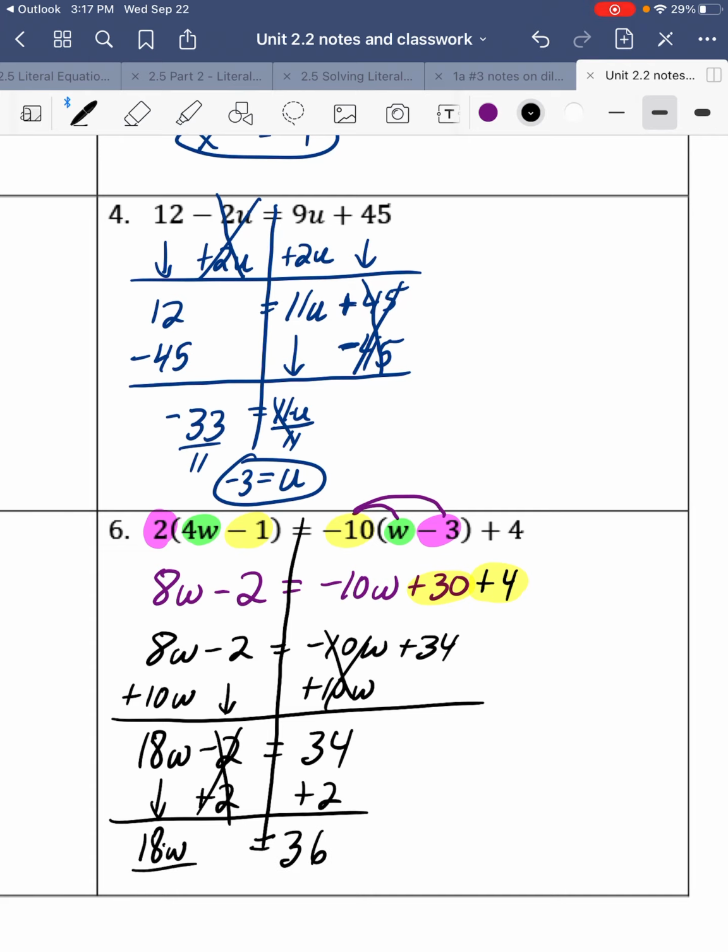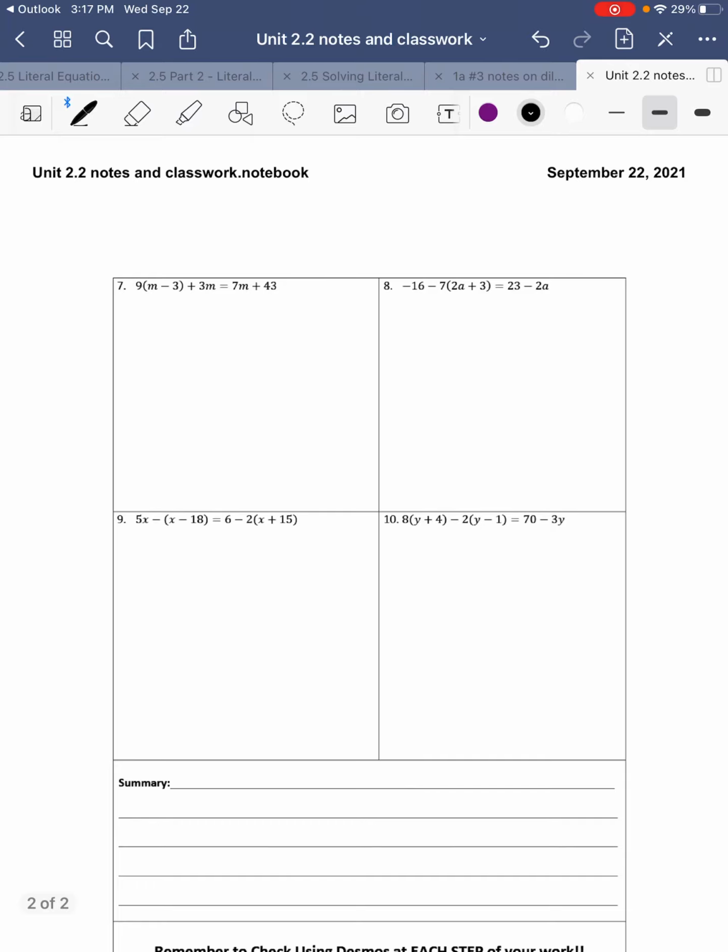It's 18 times w. Opposite of times or multiplication is division. Divide by 18. We get w is equal to. Cool. Back page.